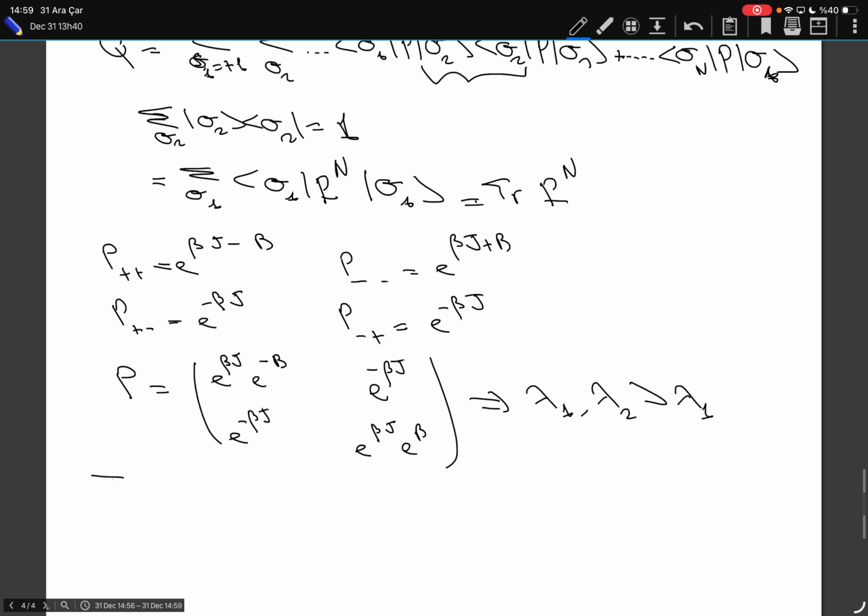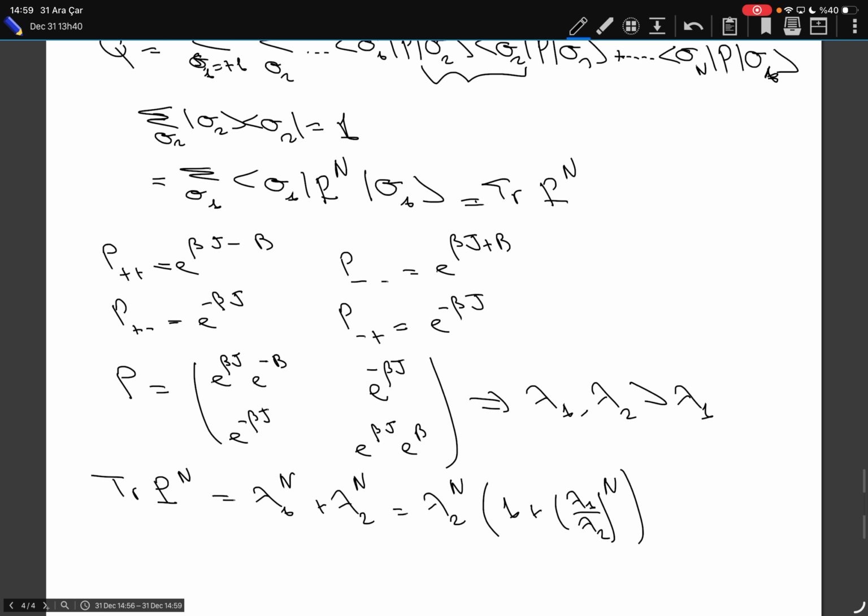So the trace of P to the n is just lambda 1 to the n plus lambda 2 to the n, or lambda 2 to the n times 1 plus lambda 1 over lambda 2 to the n, which is lambda 2 to the n. Since I assume lambda 2 to be the larger eigenvalue, lambda 1 over lambda 2 is less than 1. A number less than 1 raised to the power of 10 to the power 23 is 0 for all practical purposes. So the trace of P to the n is nothing but the larger eigenvalue raised to the power n.